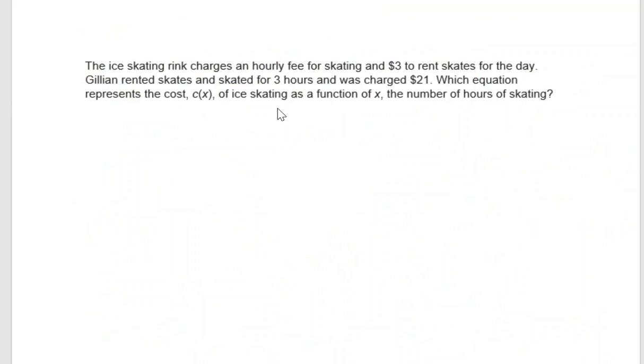So here's a word problem where they are giving us some information, but not necessarily the slope and the y-intercept. So when we look at what we're trying to write an equation for, we're trying to write an equation for cost as a function of x, the number of hours. Now, it's $3 to rent skates for the day, and we want to know the cost dependent on the number of hours. So that $3 to rent skates for the day is a y-intercept, which can be written as for 0 hours, it costs $3. So if I skate for 0 hours, I would still pay $3 to rent the skates.